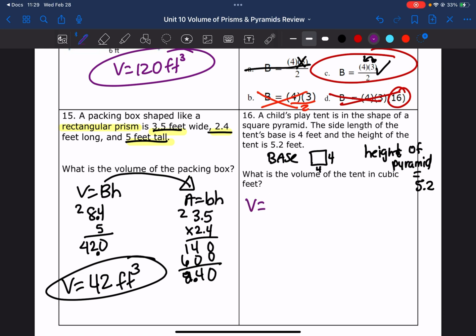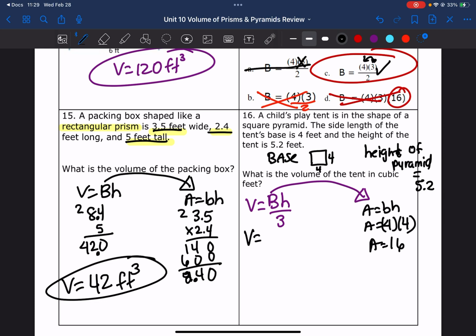So the formula is going to be V equals capital B times height divided by 3. But this is going to be area equals base times height. So that is going to be 4 times 4, which is going to be 16. Okay, this is capital B. So I'm going to come over here and I'm going to substitute it in, okay, 16 times the height, which is 5.2, all divided by 3. All right, so let's come over here and let's do 16 times 5.2.